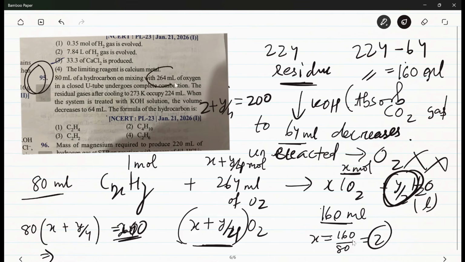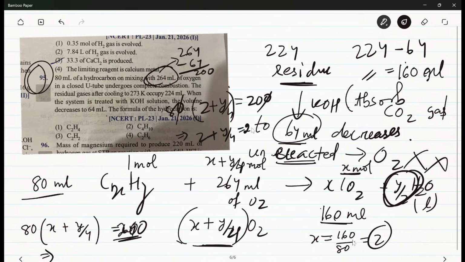How did I get that? Initially 264 ml oxygen. Unused, how much? 64, unreacted. Initial 264, so I can equate with 200. So now 2 will go to that side. 80 is also there on this side. So the zeros cancel. Now it will be 2 plus y by 4 equal to 2.5, or y by 4 equal to 0.5, or y equal to 2. So x is 2, y is 2. Answer is option 3.